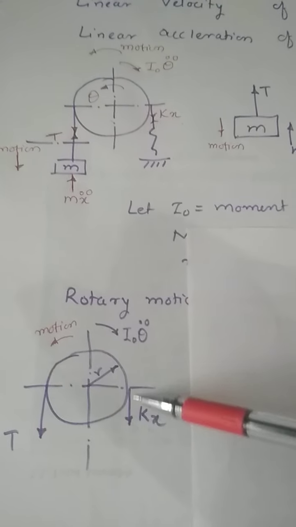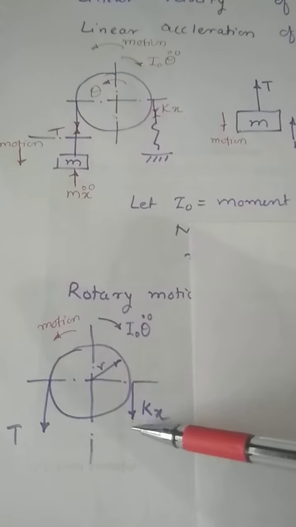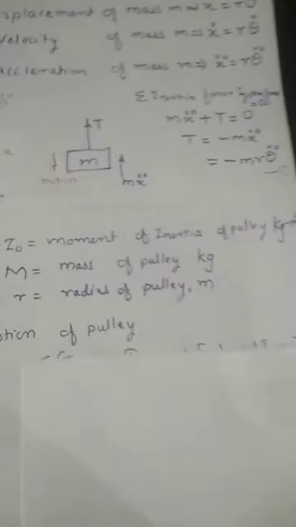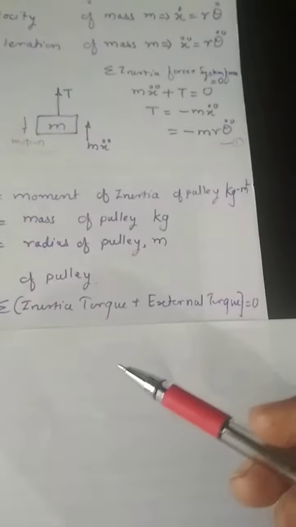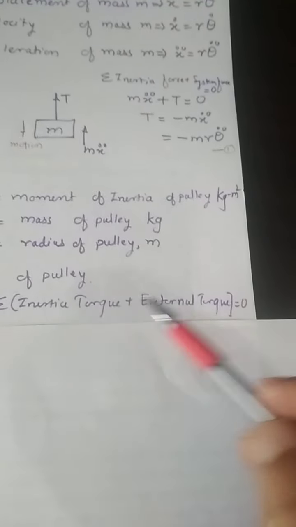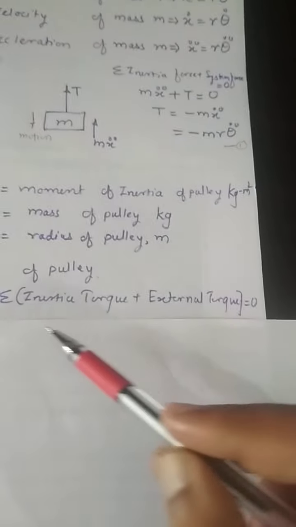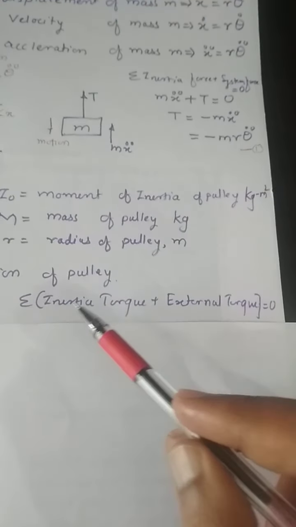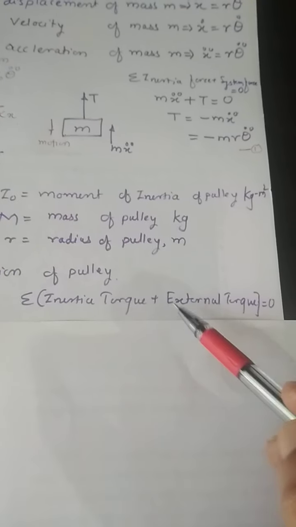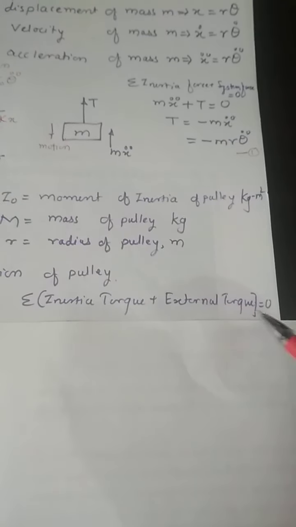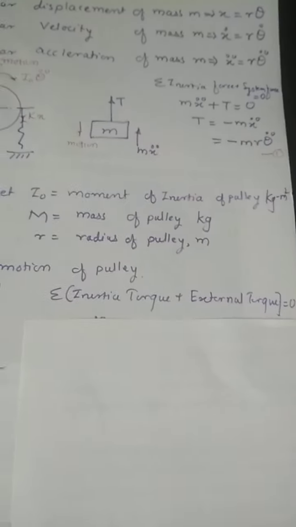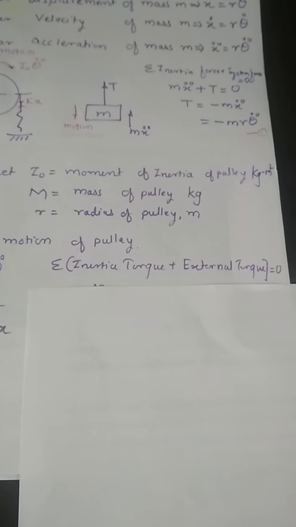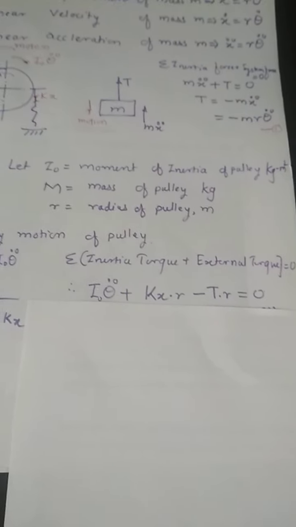Okay, and that will act downward, it tries to restore. So what will be the D'Alembert principle? D'Alembert principle will be: the inertia torque plus external torque, as it is angular motion, so inertia torque, plus external torque is equal to 0. So here we are having the equation like this.